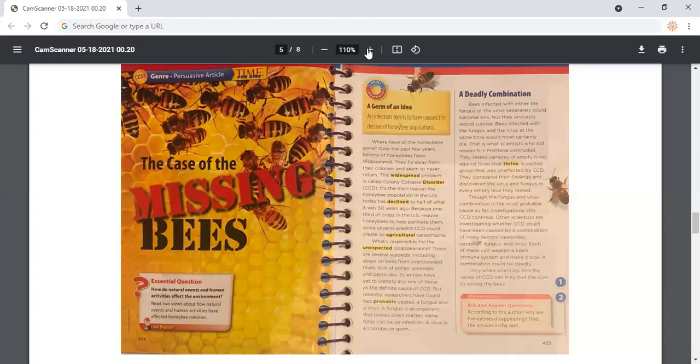Though the fungus and virus combination is the most probable cause so far, investigations into CCD continue. So this is what it is most likely being caused by, the deadly combination of both a fungus and a virus.